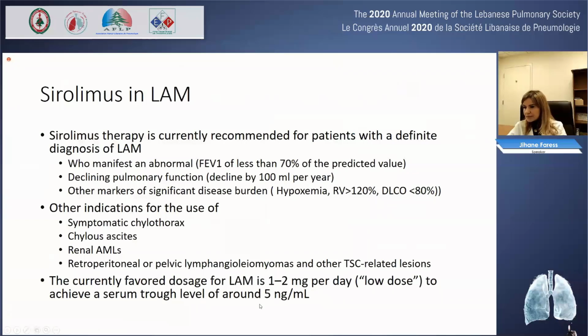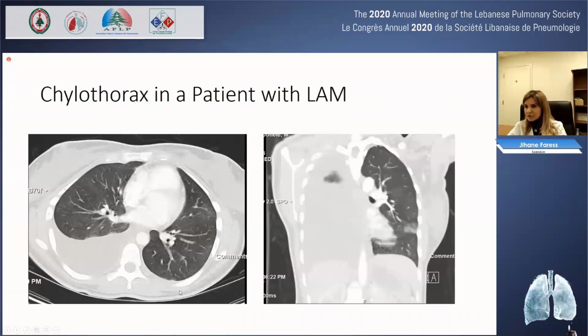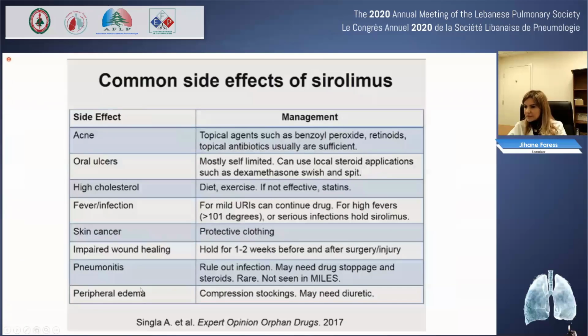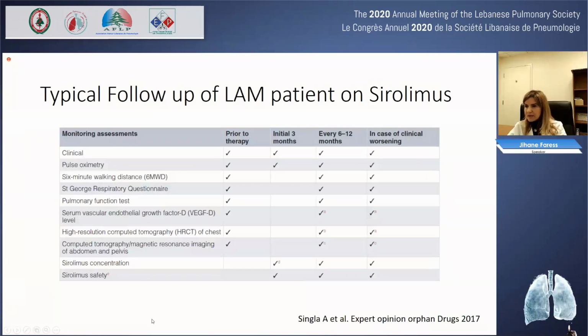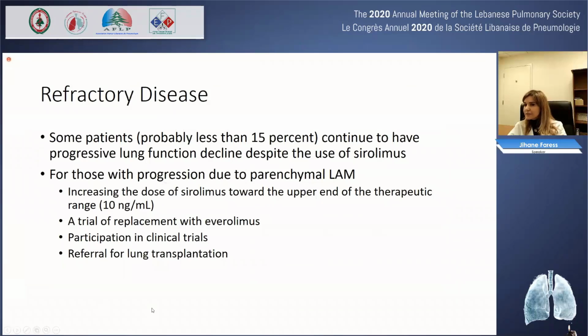The favored dose of sirolimus is the low dose, targeting a blood level of 5. I will just skip that one. Some side effects of sirolimus are acne, oral ulcers, and high cholesterol. A dreaded complication is pneumonitis. It's very rare though. It was not seen in the MILES study. I will skip this one too. And for refractory disease, you can either up the sirolimus dose to target a higher serum level, or people can be referred for lung transplant.